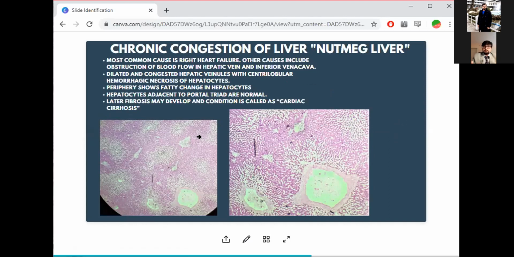Okay. Now, here we are looking at something that is a little more complex. This is chronic congestion of the liver, right? So the most common cause of chronic congestion is right-sided heart failure. If there is right heart failure, just think in your brain what right heart failure is. Right heart failure is when the right ventricle cannot pump properly, right? The right atrium does not fill properly, the right ventricle can't pump properly. So when there is that failure, it means that the blood that needs to go to the lungs for oxygenation is not being sent in an effective manner.